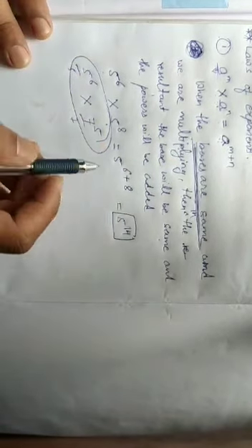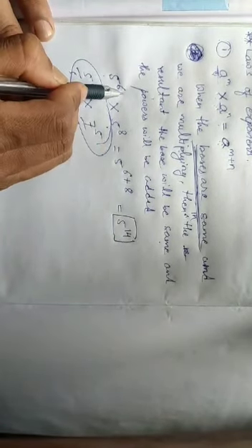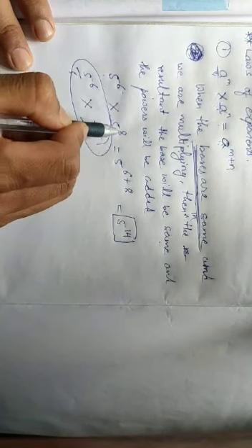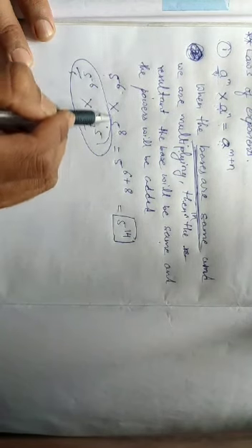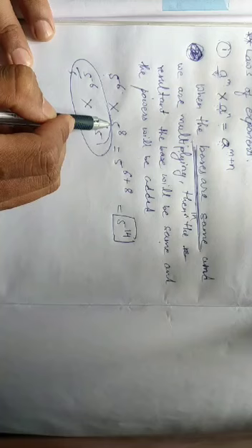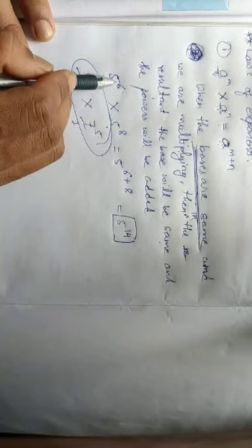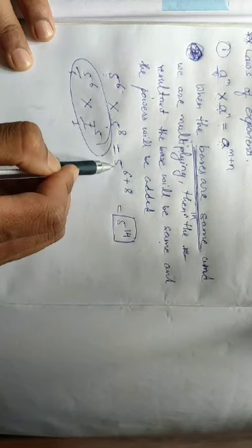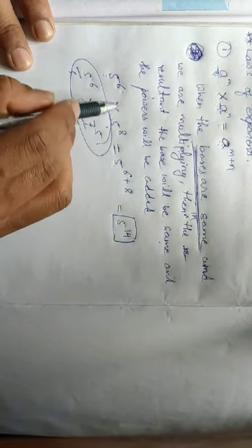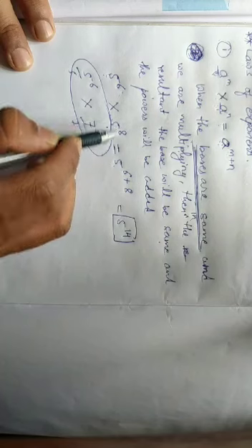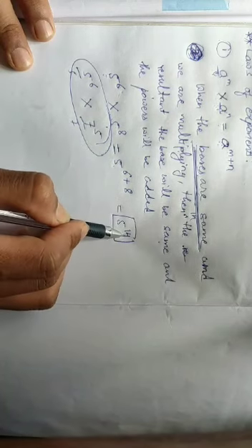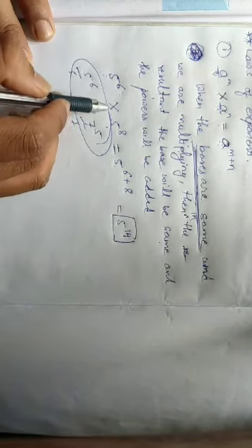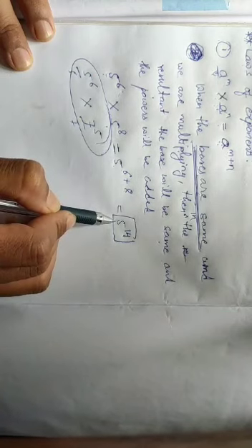For example, here I have written 5 to the power 6 into 5 to the power 8. Here you can see both the bases are 5, isn't it? They are the same, but the powers are different. What will happen in the resultant? The base will be the same, that is 5, and the powers will be added, that is 6 plus 8. That will give you 5 to the power 14. So 5 to the power 6 into 5 to the power 8 is 5 to the power 14.